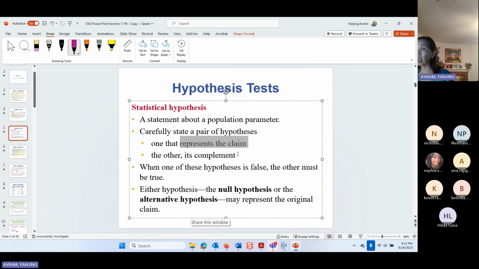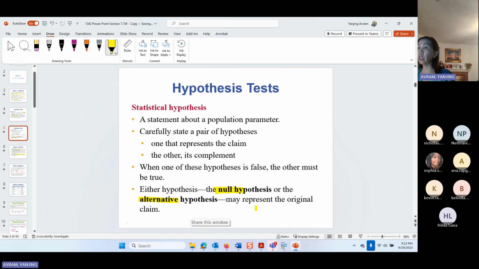the one that represents the claim, or the statement. The other is called the complement, okay? When one of the hypotheses is false, the other one must be true, right? So this only has two outcomes, either true or false. If one of them is false, the other one must be true. If this one is true, the other one must be false, okay? So in hypothesis testing, we use what is called a null hypothesis and an alternative one, to represent the original claim.